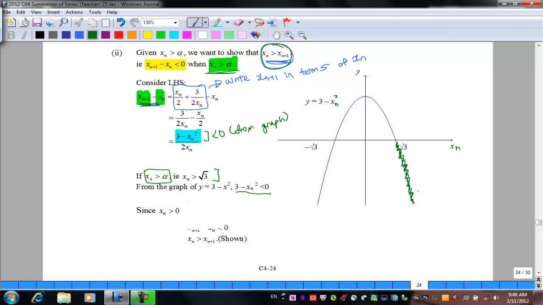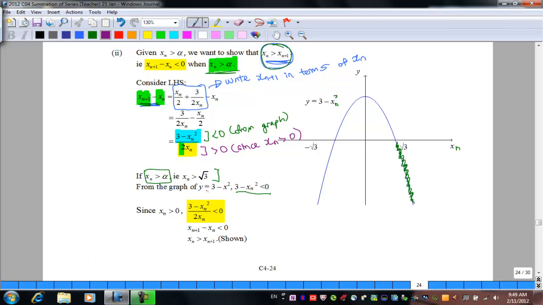What about the denominator? What about this? Do you remember that right from the start, we were already told that xn is always positive? So this one must be always positive since xn is more than 0. So 2 times xn must also be positive. So since xn is positive, this whole expression is going to be negative.